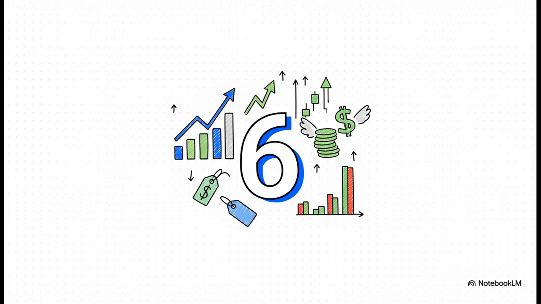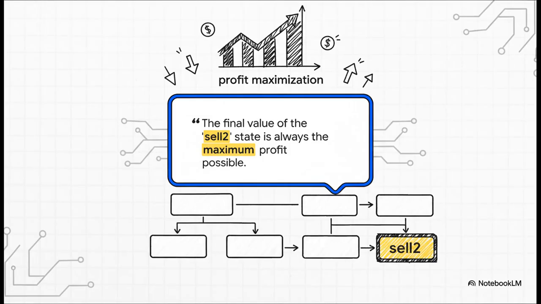After processing every single price, the final number sitting in our sell 2 state is 6. That is the maximum profit we could have possibly made. And that's really the heart of it. By just methodically updating these 4 little numbers, we guarantee that the very last one, sell 2, holds the answer. The machine has done all the hard work of remembering the best possible moves for us at every step.